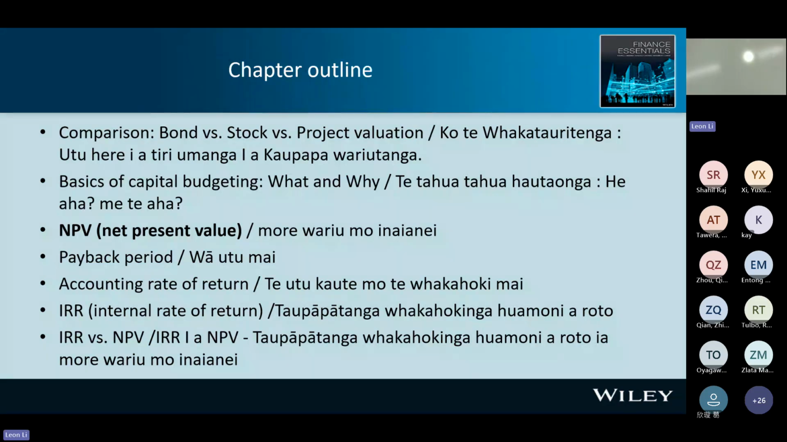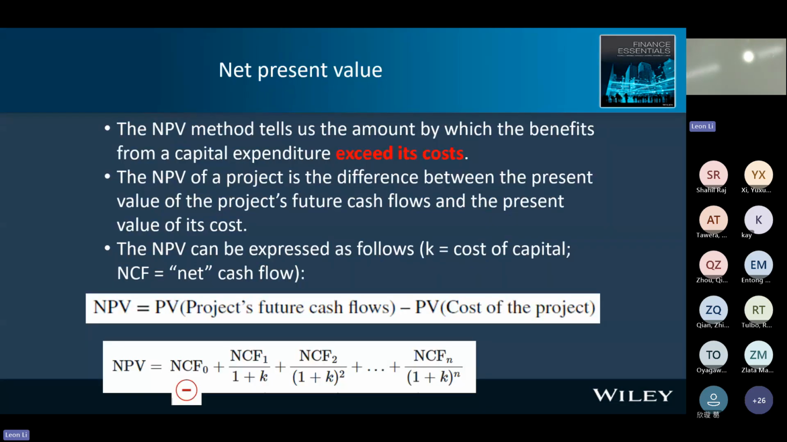So we are going to discuss the next topic, NPV, net present value. On this slide, we show you the formulas of the NPV. So let's discuss the detail. The NPV method tells us the amount by which the benefit from the capital expenditure exceeds its cost. The NPV of a project is the difference between the present value of the project's future cash flow and the present value of its cost.